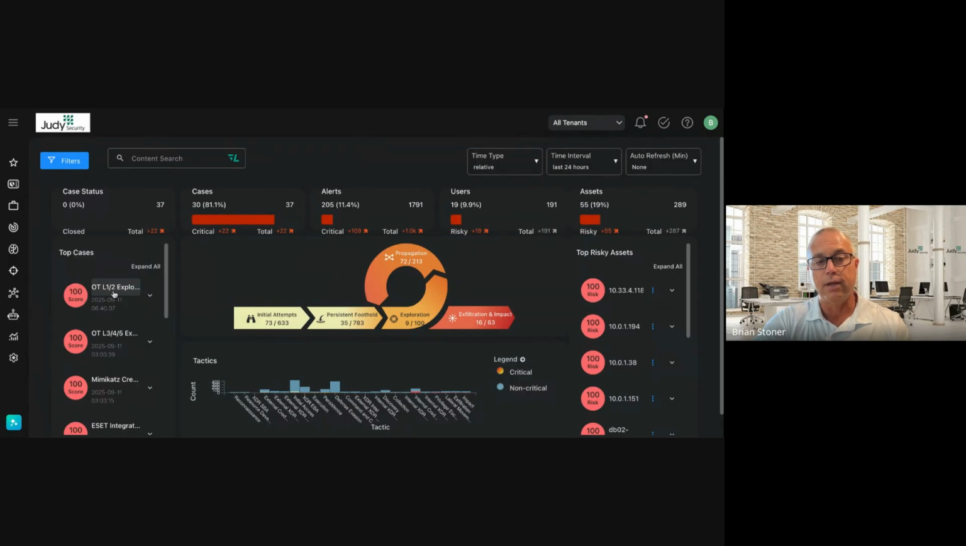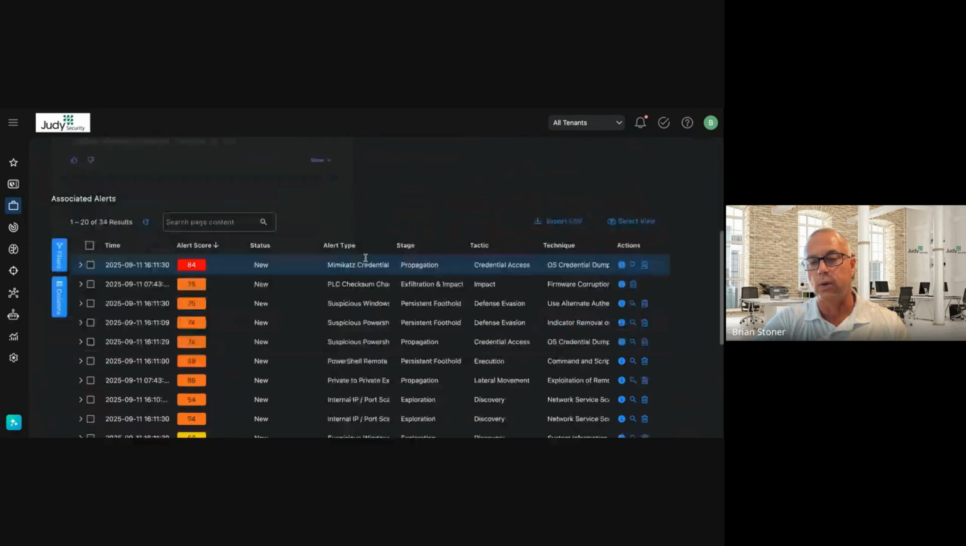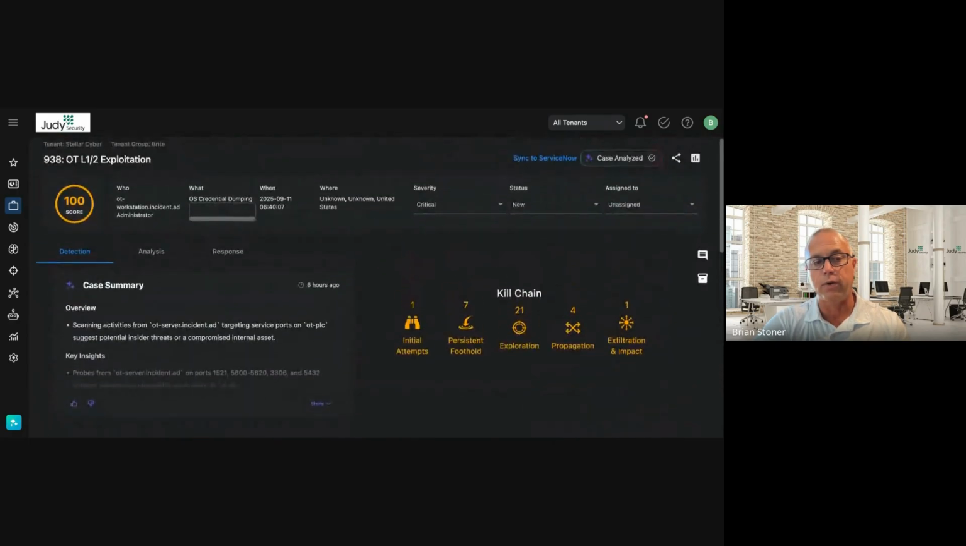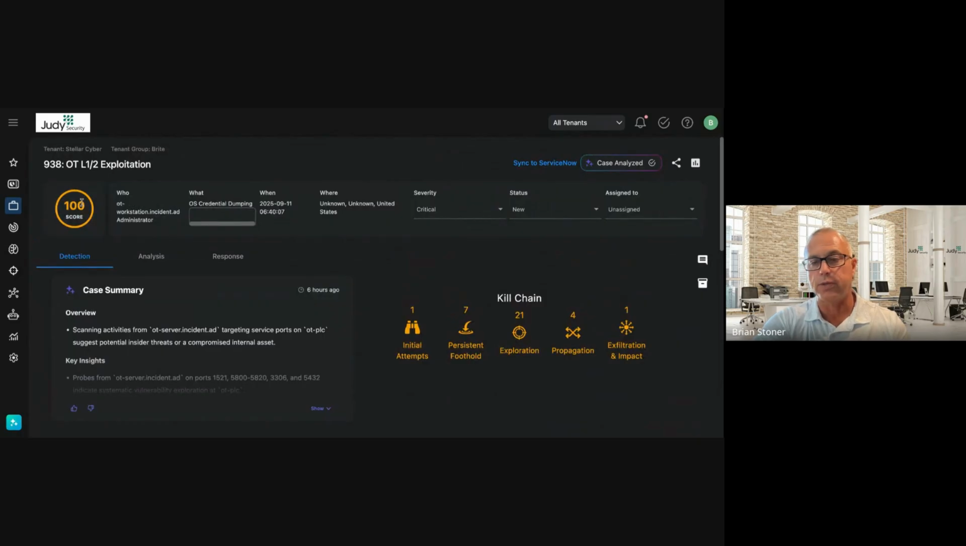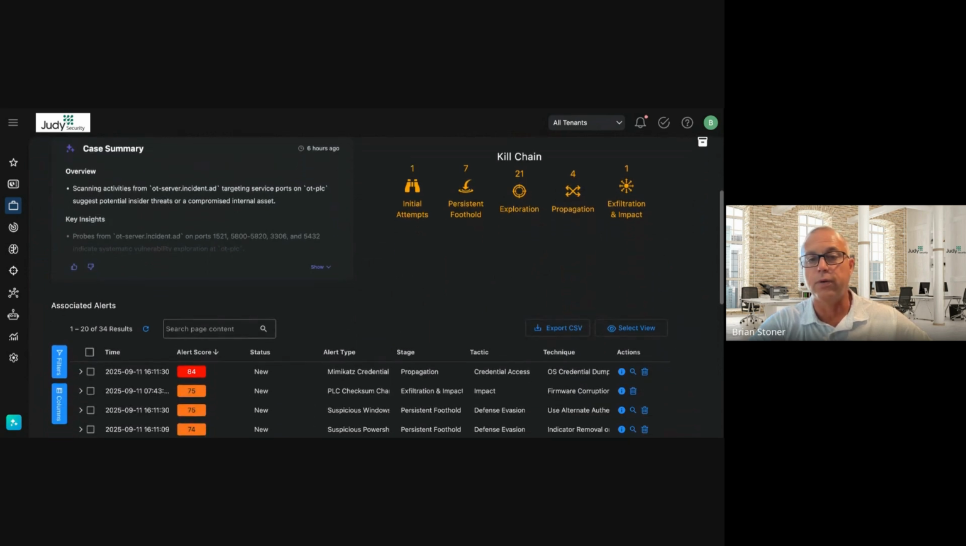A case is really the correlated alerts in a format that the analyst can use to figure out what's going on and to figure out how to remediate it. It starts with the risk score. 100 is the highest. Anything between 75 and 100, we consider a priority 1 alert and something that our analysts would engage in immediately. Next, it gives us a nice case summary and a summary of the different techniques from the kill chain that are being leveraged in the different parts of the kill chain.